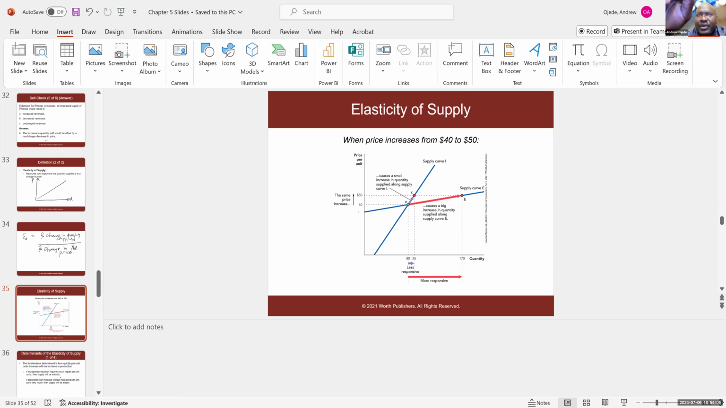But the good which has elastic supply, where the supply curve is a lot flatter, that small increase in price from 40 to 50 increases quantity from 80 to 170. You move up to point B. So you can see there's a certainly larger increase in supply for goods with elastic supply.